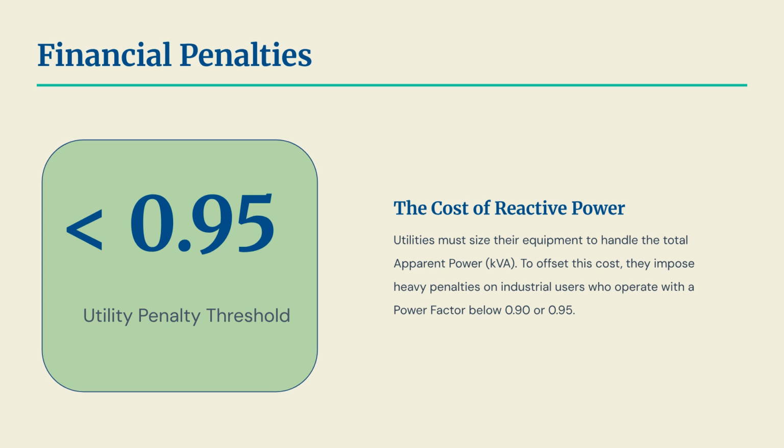Financial penalties are imposed by utilities to cover the cost of supplying apparent power. Industrial users operating below a power factor threshold, often less than 0.95, face heavy charges.